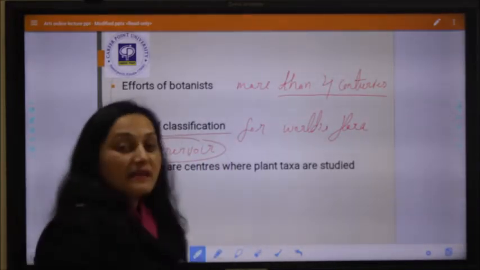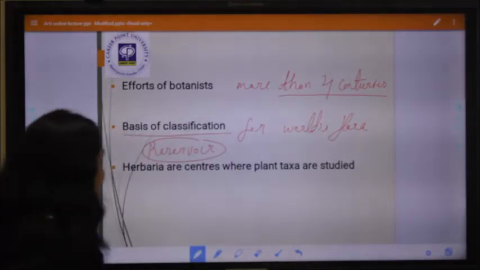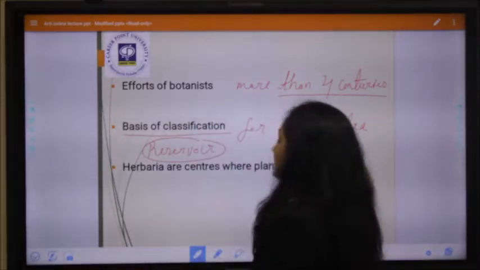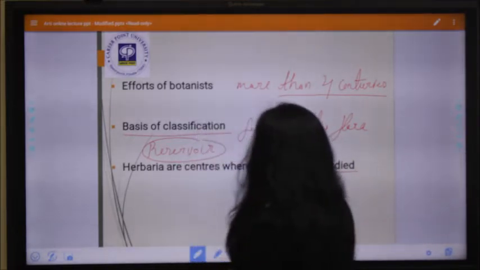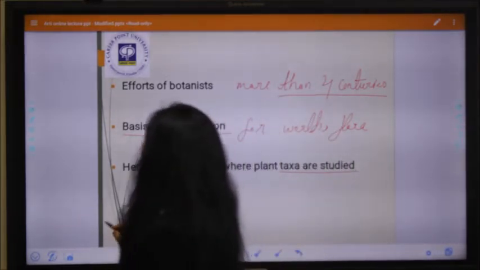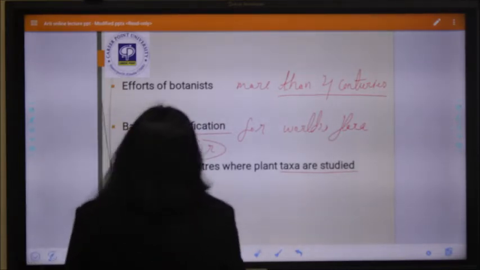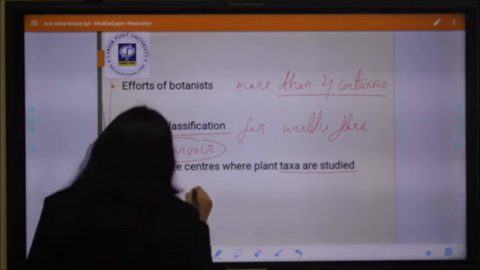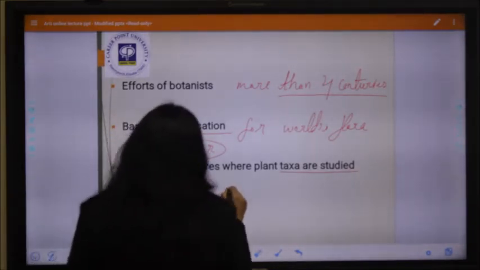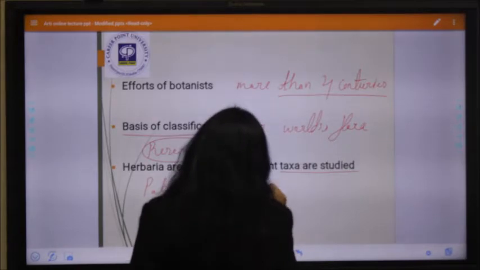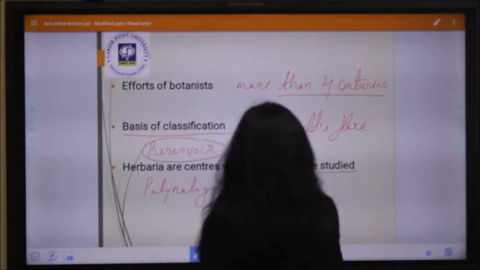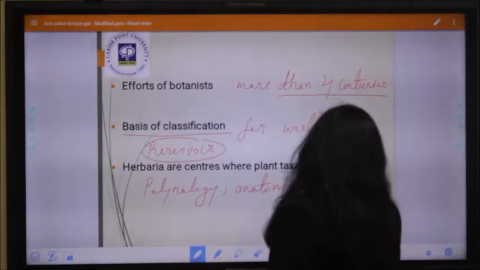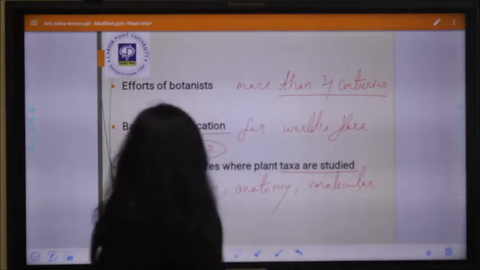And these herbaria are the centers where plant taxa are studied. Plant taxa are studied for what? For getting knowledge about palynology, anatomy, molecular biology, etc.